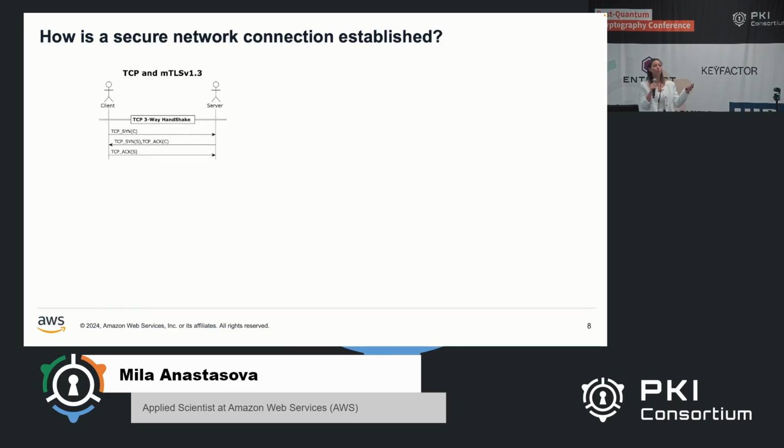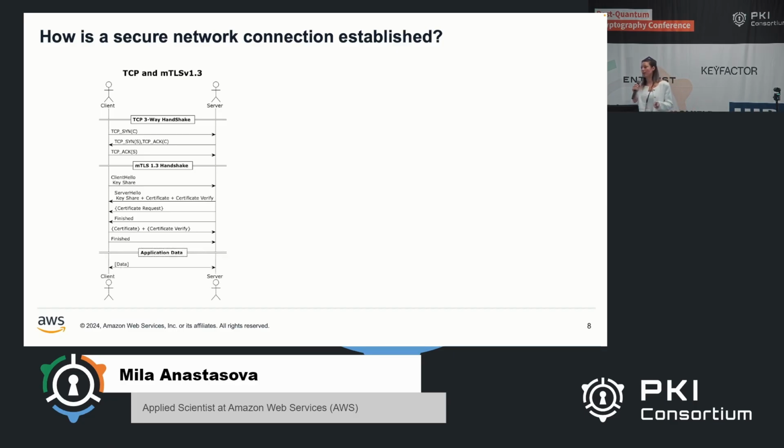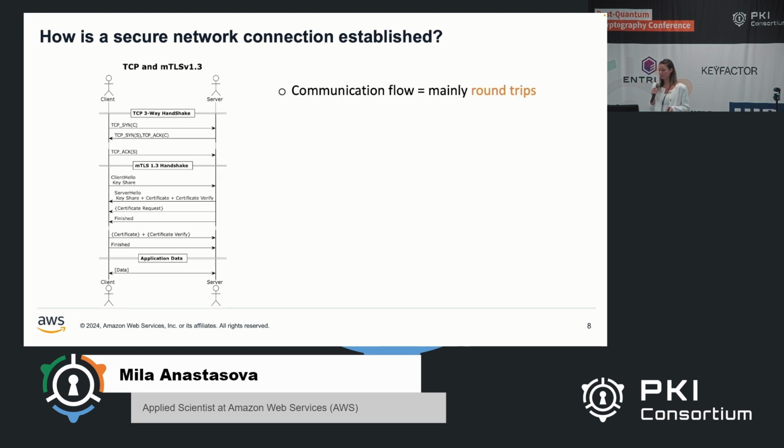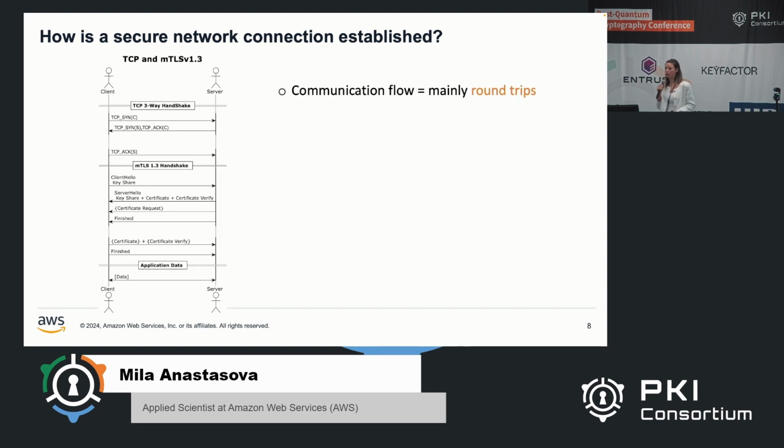To do so, we're going to again follow the communication flow graphical representation. First of all, a TCP network three-way handshake is executed to connect both communication parties. After that, the mTLS handshake is performed, as we have already described it, in order to finally allow application data transfer. Even though a secure network connection is established through a sequence of network protocols, it is actually divided into a number of round trips, each round trip being a two-way communication flow.